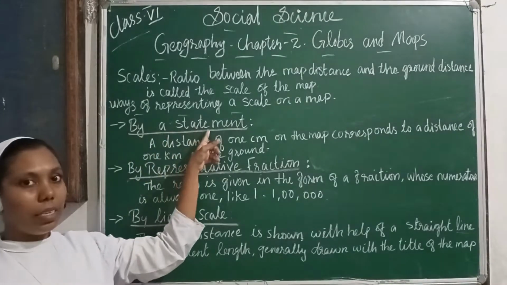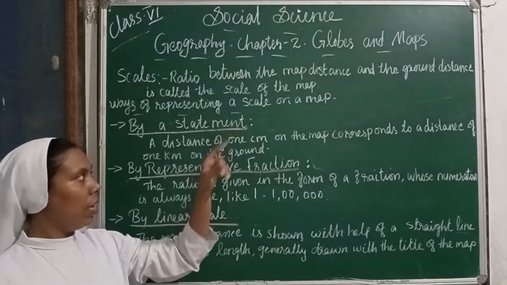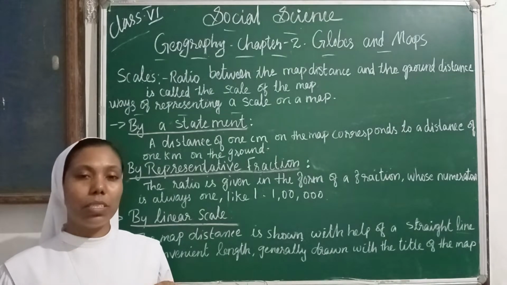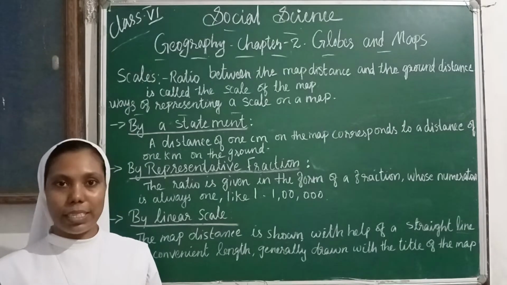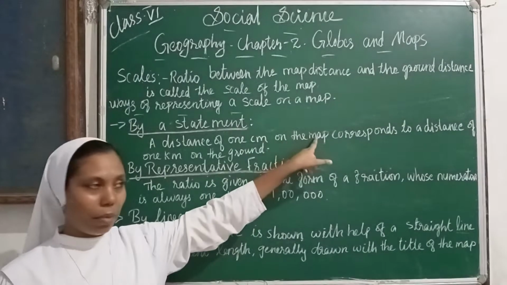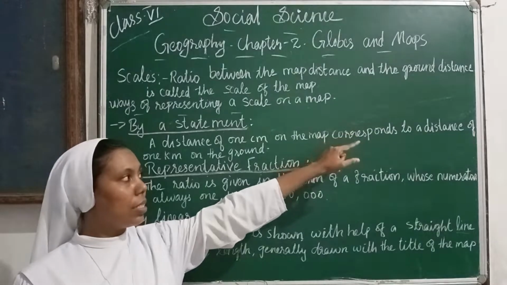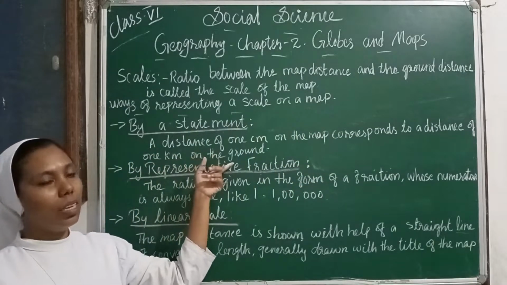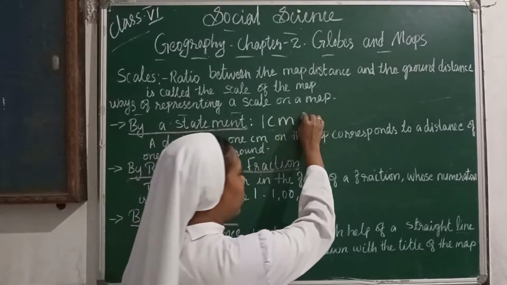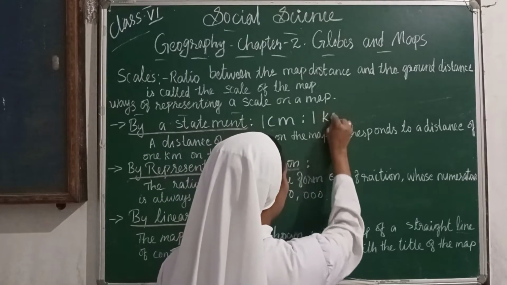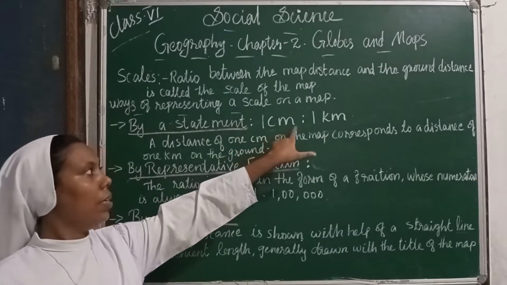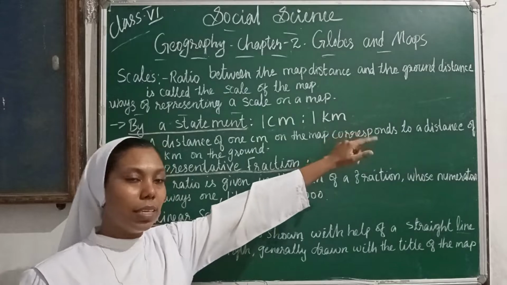First we can see by a statement. In this method, a ratio or scale is stated in words such as 1 centimeter to 1 kilometer, and a distance of 1 centimeter on the map corresponds to a distance of 1 kilometer on the ground. For example, 1 centimeter on the map is equal to 1 kilometer on the ground.